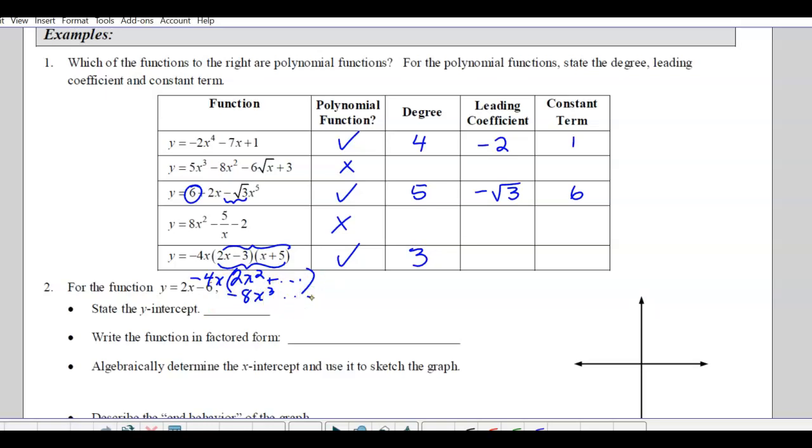Everything else, Gus, can you get your pencil out? Can you get your pencil out?